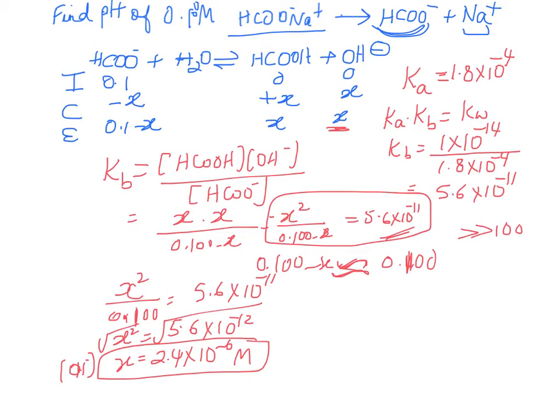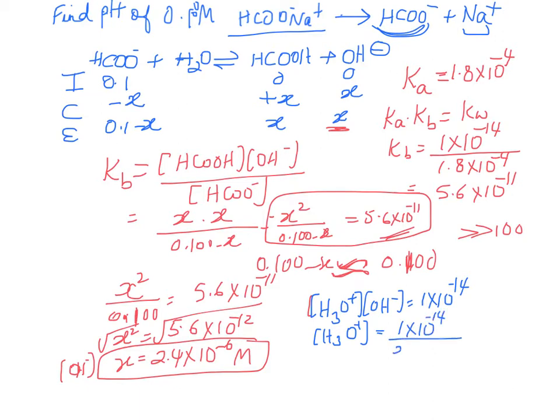Let's maybe do the second method. So what I'm saying is, let's change color so you can differentiate. Hydronium times hydroxide is 1 times 10 to the negative 14. And so for hydronium, we're going to just plug in the value of hydroxide, 2.4 times 10 to the negative 6th, which gives me a value of 4.2 times 10 to the negative 9 molar.